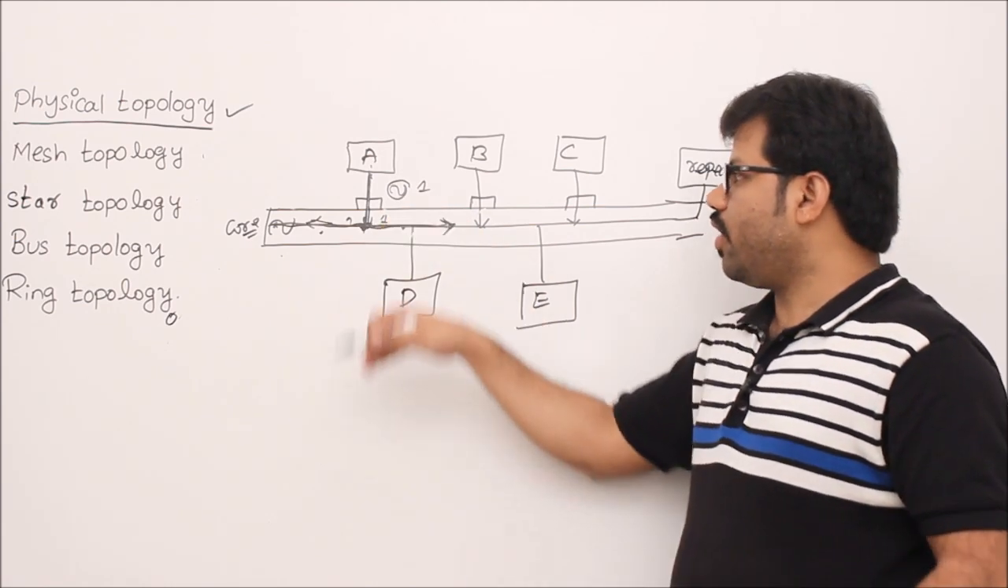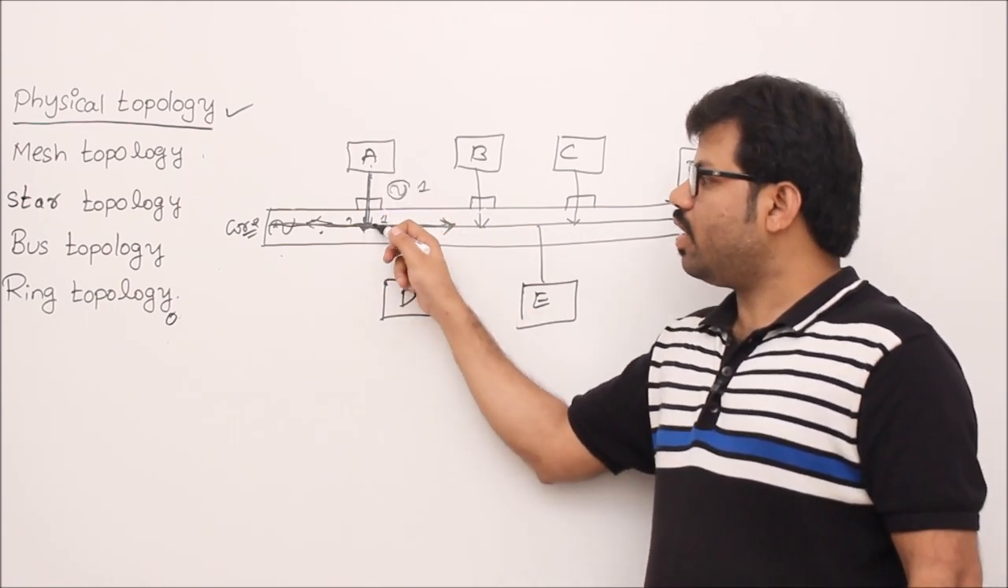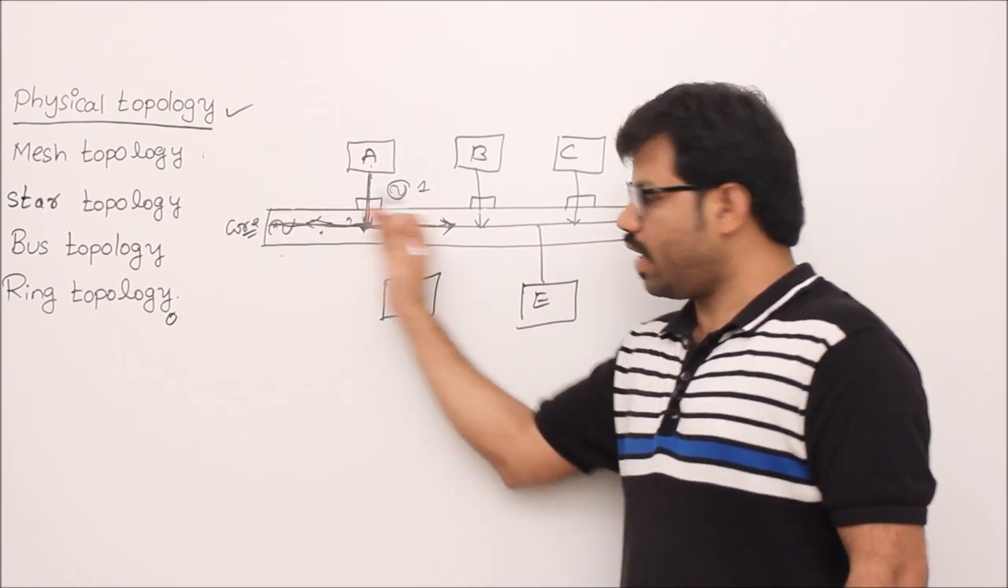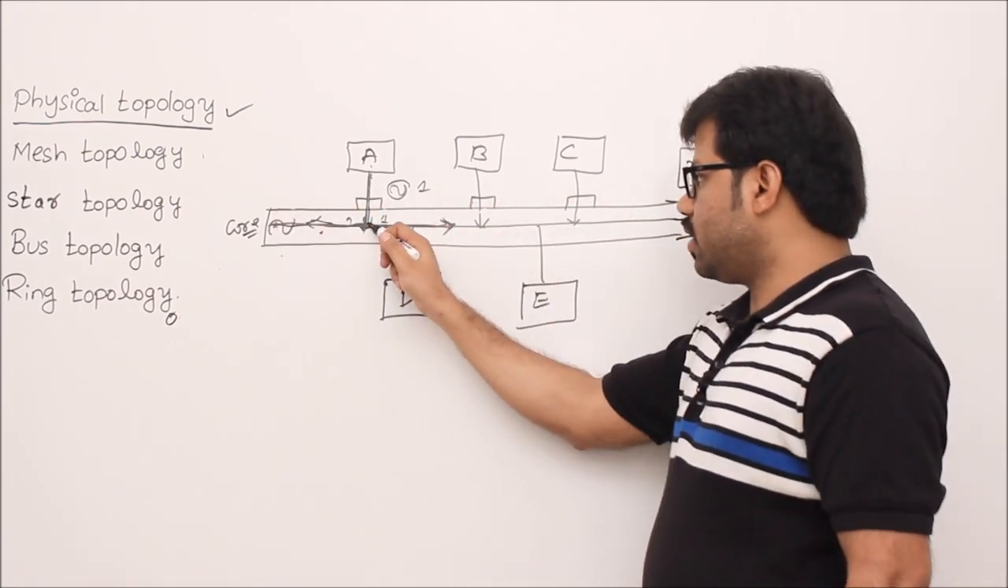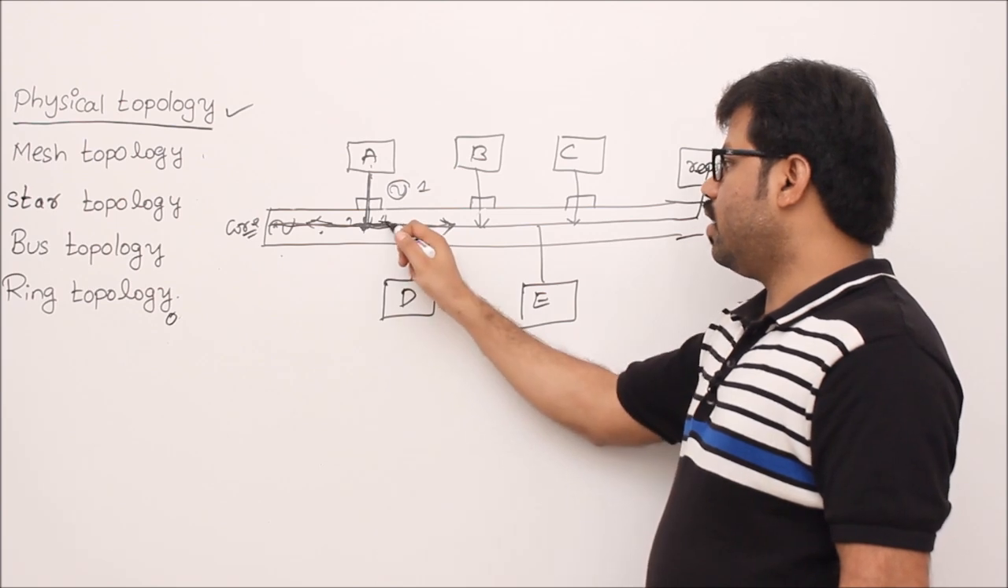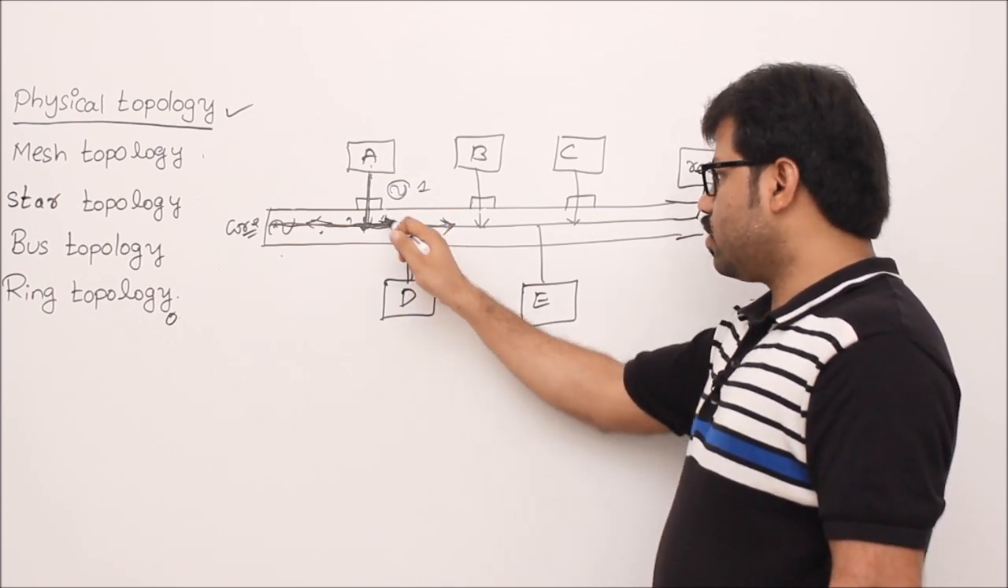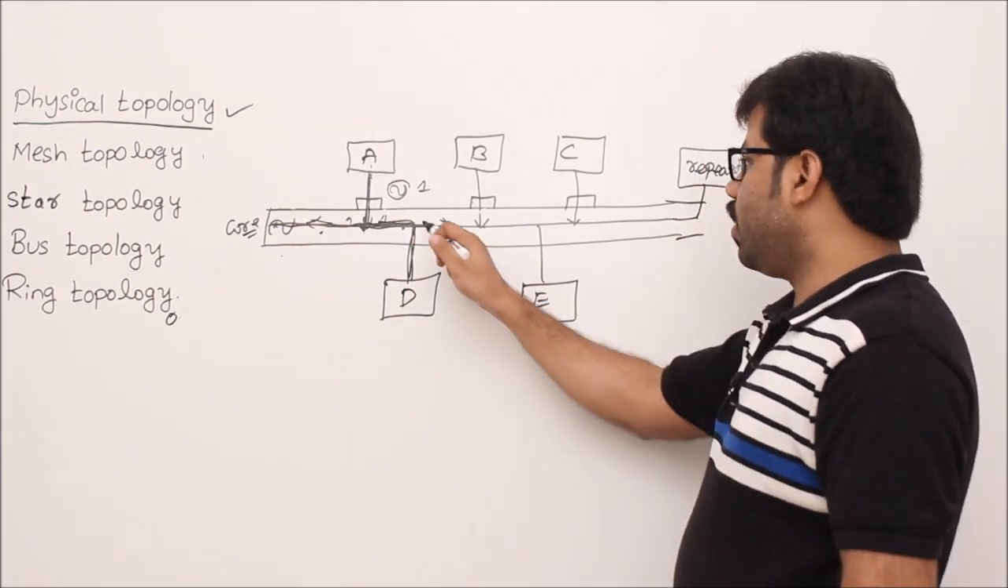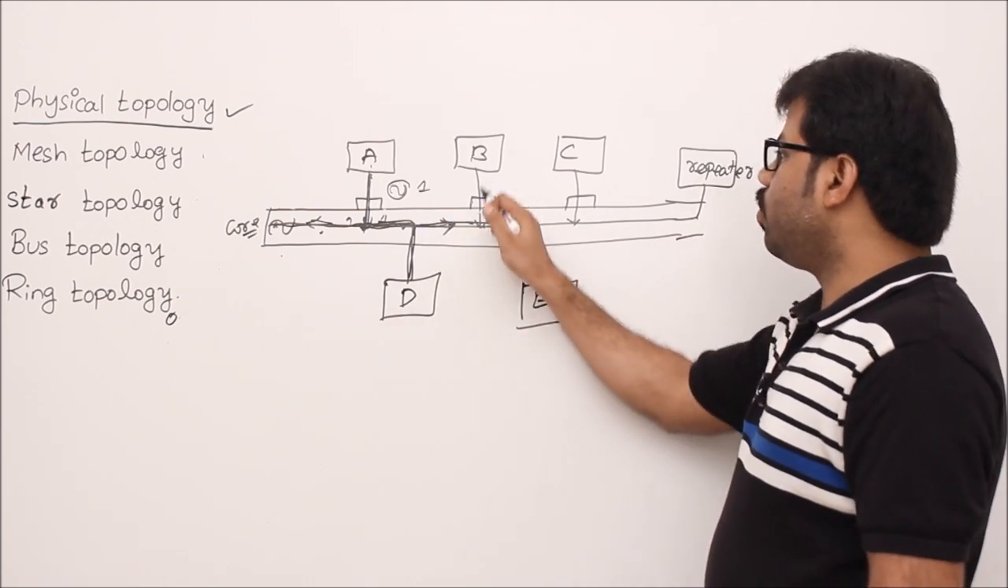But in signals, when you send a signal, the same signal will be transferred to the left side and right side. That's why the message definitely comes here, right? That will be sensed by D, so that will go through D. Then similarly it will come to E, it will come to B, it will come to C.